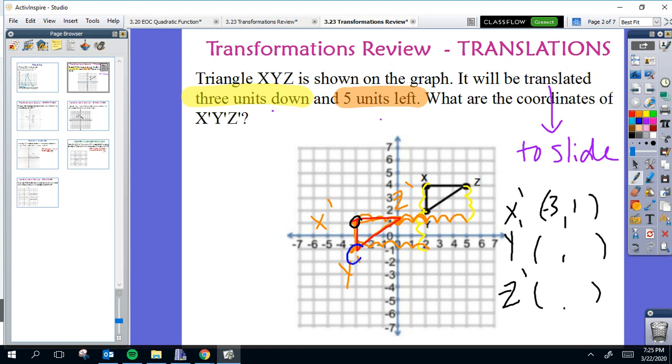Y prime is right here. That's negative 3, negative 1. And my last value, z prime, is right here. It is going to be 0, positive 1. So these are my coordinates of y prime, x prime, and z prime.